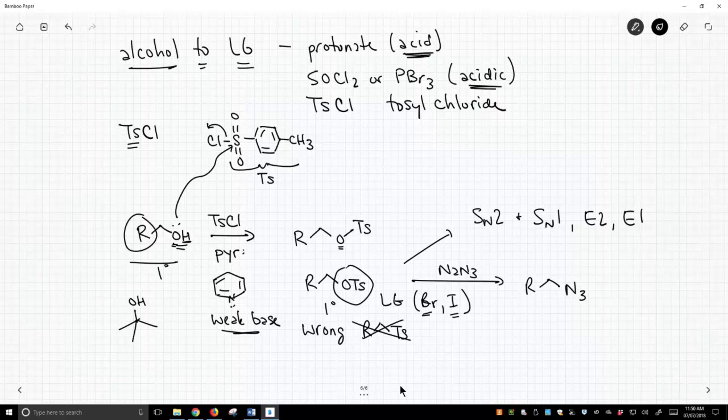Now, we don't have to always worry about using acid. Lots of times it's just fine. But sometimes you need to be careful. When you have to be careful, people oftentimes use tosylate instead of some of these more acidic reagents.